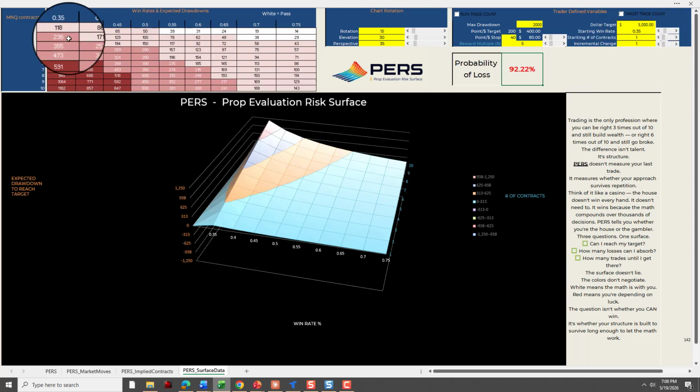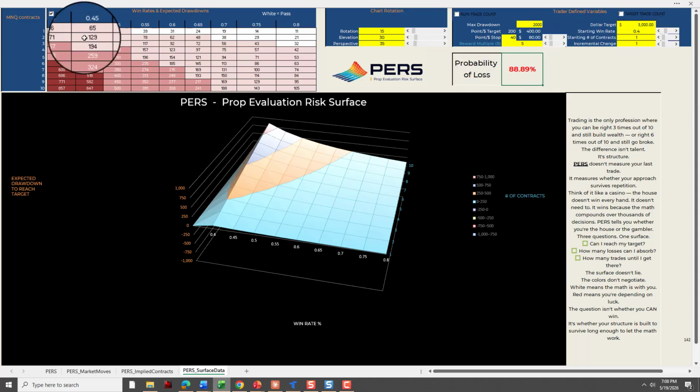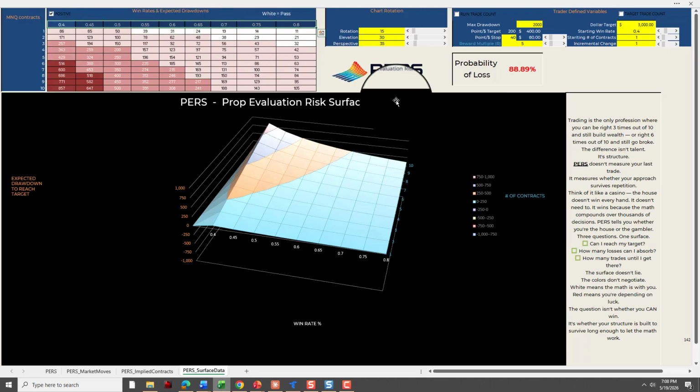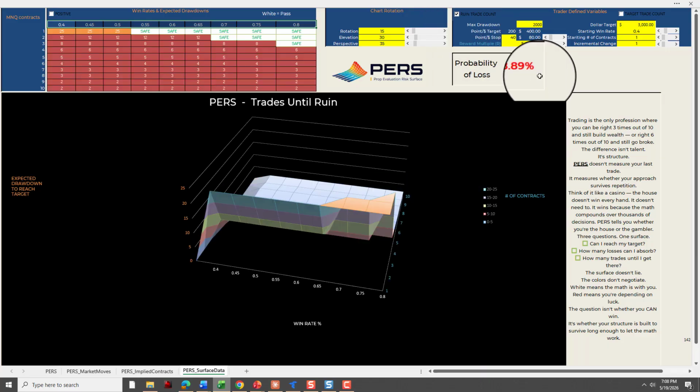So let's just put this back to 1. Those are the starting number of contracts and then the increments. And I'm going to change this from 35, and we're going to start the win rate at 40. Okay, so we've got a range now from 40 all the way up to 80. What I wanted to show you is ruin trade count. What does that mean? Well, how many trades can I take before you blow the account? That's what it means. So we click turn off this, and we go to ruin trade count. If you notice, if I turn this off, the same cells that are white will be white with this off.